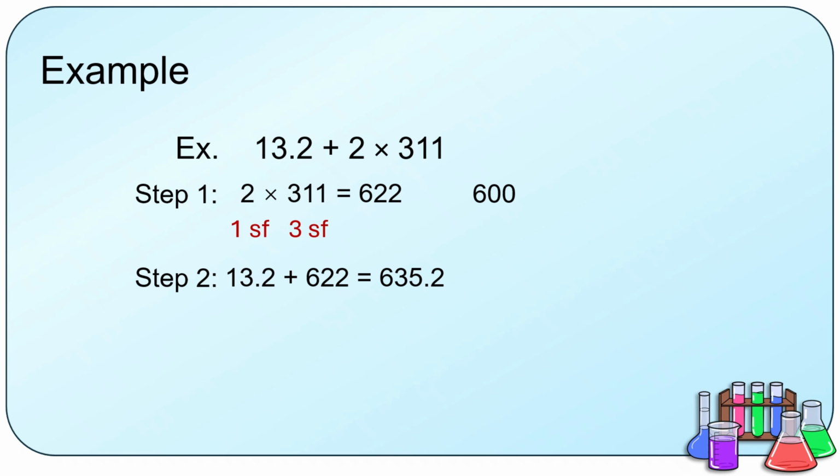Then I'll do 13.2 plus 622, which is 635.2. For addition and subtraction, I go with the least number of decimal places. Now remember that this 622 should have been 600. Its only sig fig is in the hundreds place, and 13.2 goes all the way to the tenths place. I'll go with the hundreds place for sig figs, so that 635.2 rounds to 600.